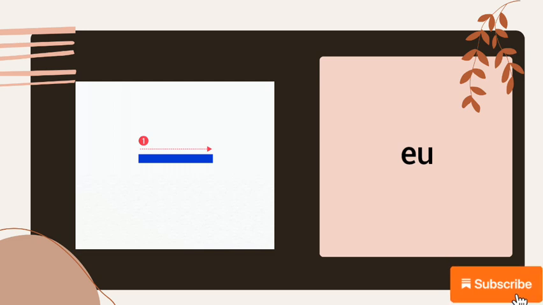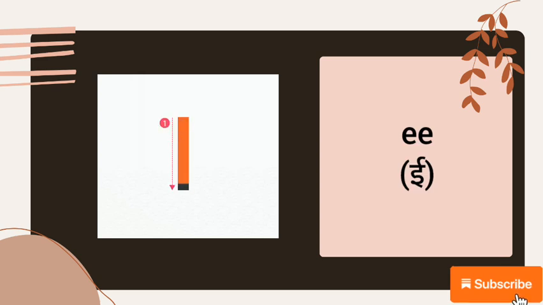U. Make your mouth wide and flat. Now it's your turn to read it out loud. U, u. E, e.